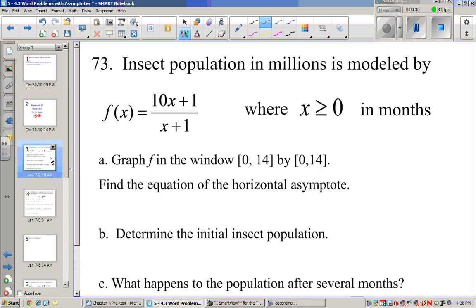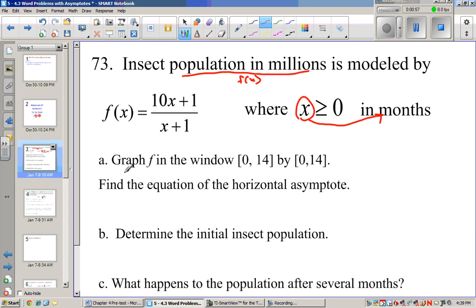In number 73, we're told that we have an insect population in millions modeled by this function here, f of x equals (10x plus 1) over (x plus 1). We want to remember that x right here is measured in months, which means f of x is our population in millions. So this right here is our f of x.